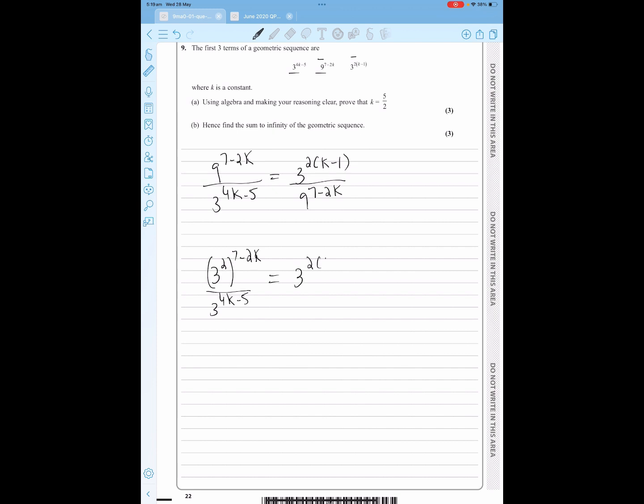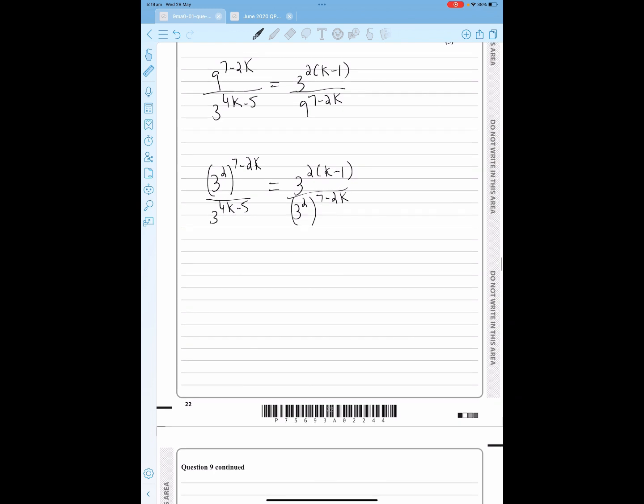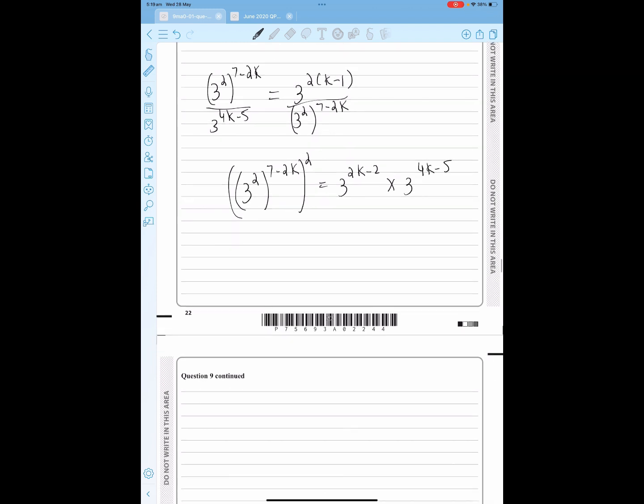This would be the same, and that would just be the same as well because these two are the same. So 3 squared 7 minus 2k. Now I can cross multiply. So rather than expanding it out, I can just write that as 3 squared to the power 7 minus 2k, and this entire thing squared, because there's 2 of those. And that would equal 3 to the power of 2k minus 2 times 3 to the power 4k minus 5.